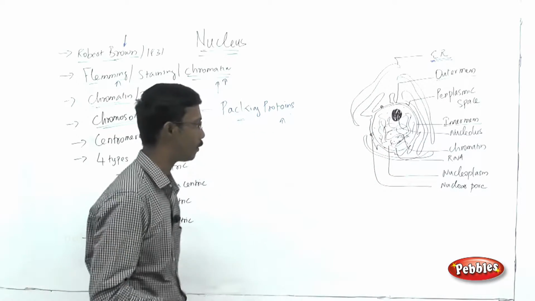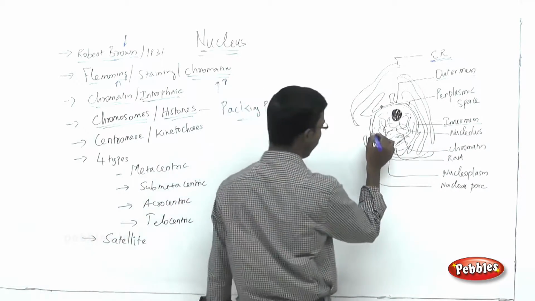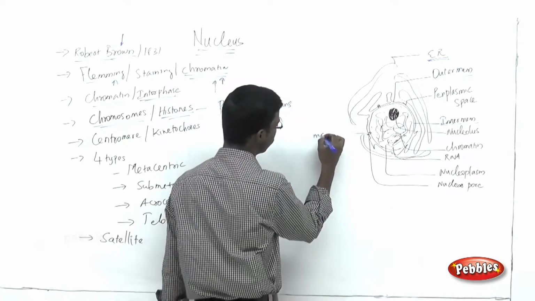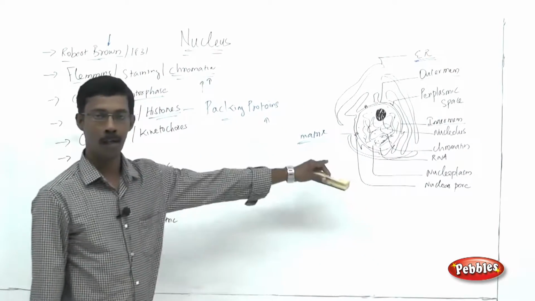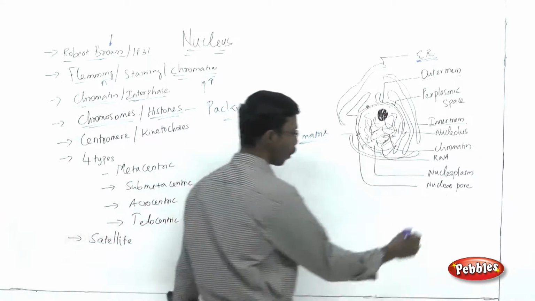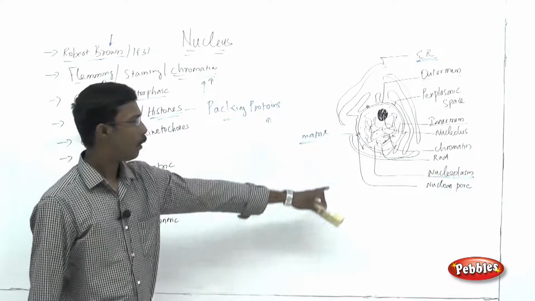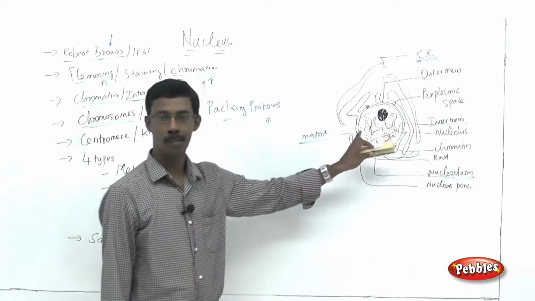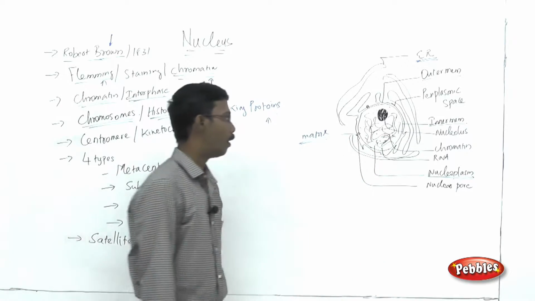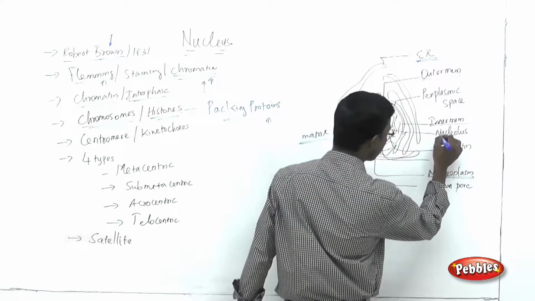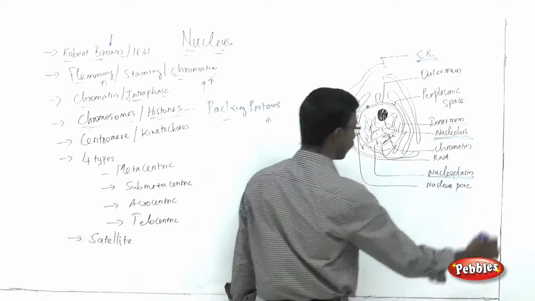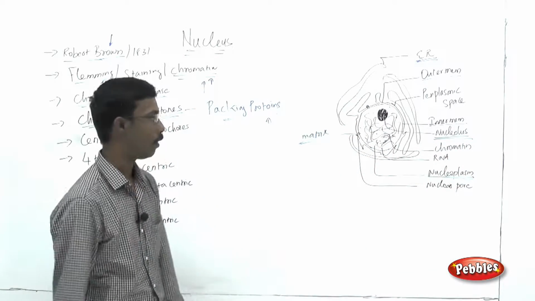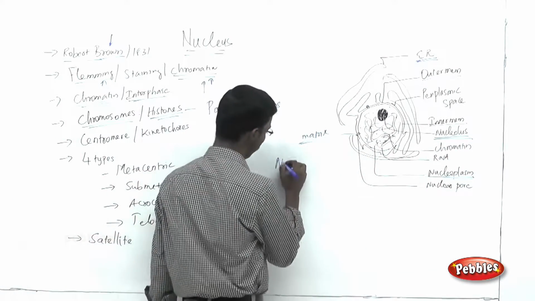Matrix, as I told you, is a semi-liquid structure. The matrix is present, nucleomatrix. So within a matrix, the liquid portion is called the nucleoplasm. Within the nucleoplasm, there are so many structures or molecules present all over, and the major structure you can easily observe under the microscope is the nucleolus. Okay, nucleoli is the plural.